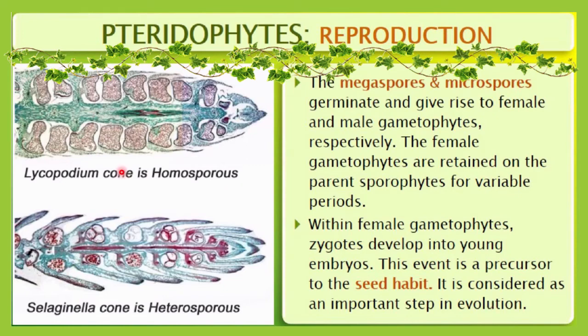Here you can see examples of homosporous and heterosporous plants. The homosporous example is a Lycopodium cone. Here you can see all the sporangia are similar, and that is the example of Lycopodium. And here you can see all sporangia are not equal, all are different. Some are producing microsporangia, some are producing megasporangia. This is the example of Selaginella, and this is a Selaginella cone which is showing heterosporous.